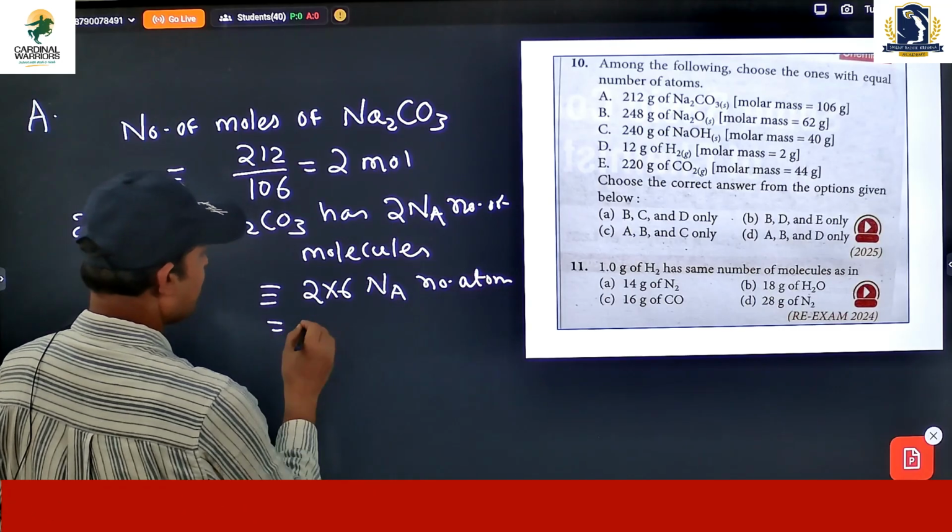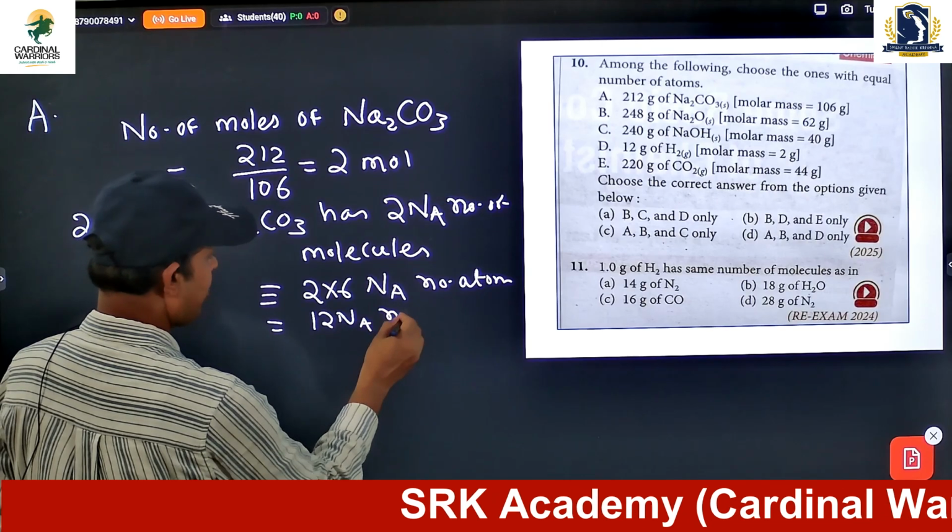That is equal to what? 12 Na, 12 Na number of atoms.